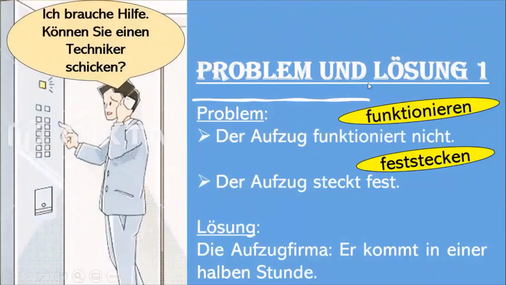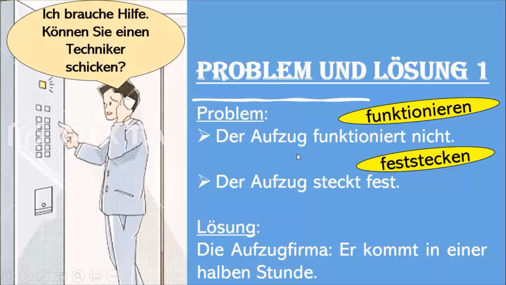Problem und Lösung 1. So the first problem: you face a situation where you're in the lift and the lift stops functioning. Function is in German the verb funktionieren. It is a regular German verb and will therefore be conjugated like all regular German verbs. Der Aufzug funktioniert nicht. The lift is not functioning.